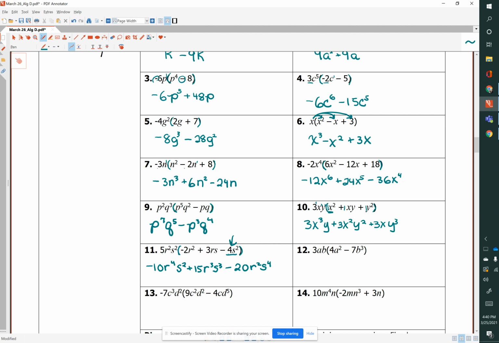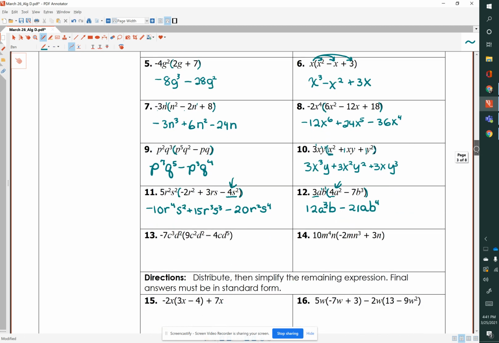And then number 12, 3ab times the quantity of 4a squared minus 7b to the third. So 3 times 4 is 12, and a, 1 plus 2 is 3, and b just is on its own because there's no b term here. Okay, so now positive 3 times negative 7 is negative 21. We have our a, and then we have our b. 1 plus 3 is 4. And that's your final answer.